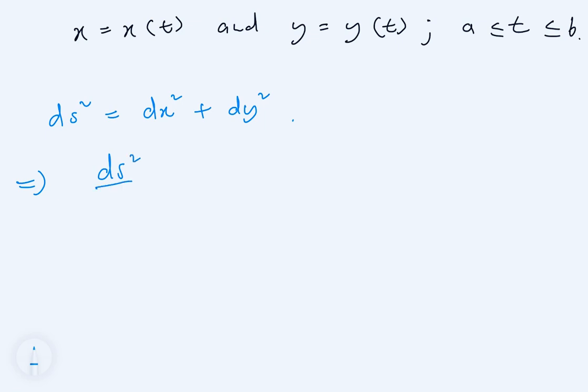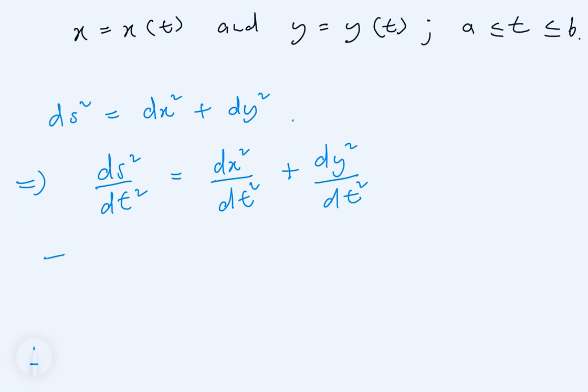So we have ds squared divided by dt squared on the left. On the right we have dx squared divided by dt squared plus dy squared divided by dt squared. So what we just did is we divided both sides of this metric by dt squared, and this is what we get.